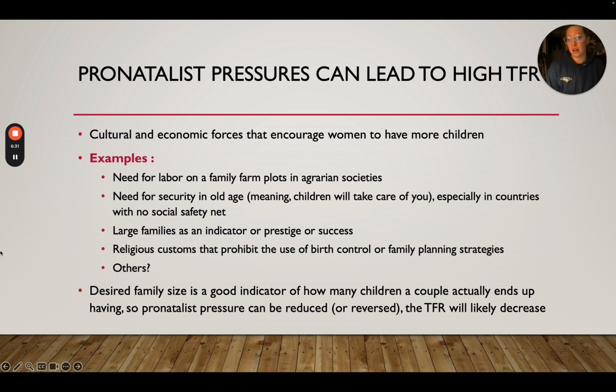So a desired family size is another good indicator, right, of how many children a couple actually ends up having. So if pronatalist pressure is reduced or reversed, then the total fertility rate will likely decrease. I encourage you to pause this video now and read through the examples here a little bit more intently and see if you can come up with other examples on your own.